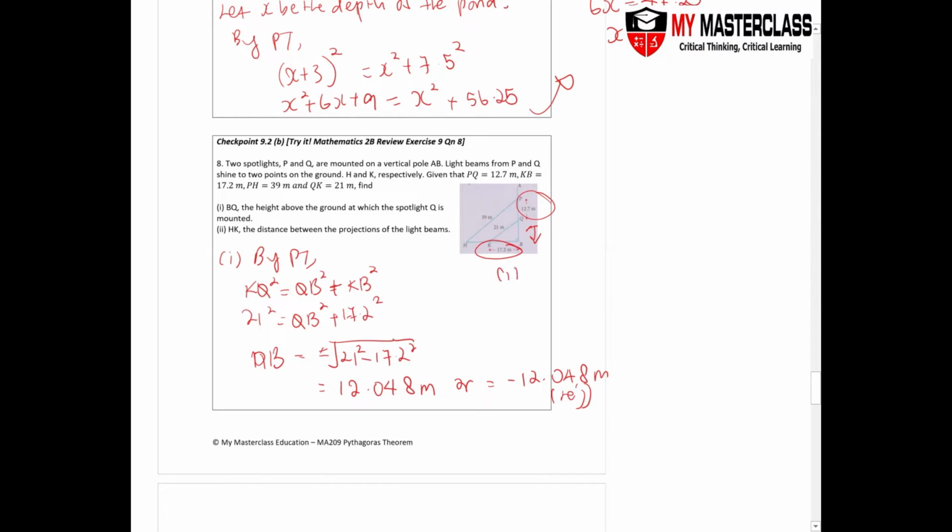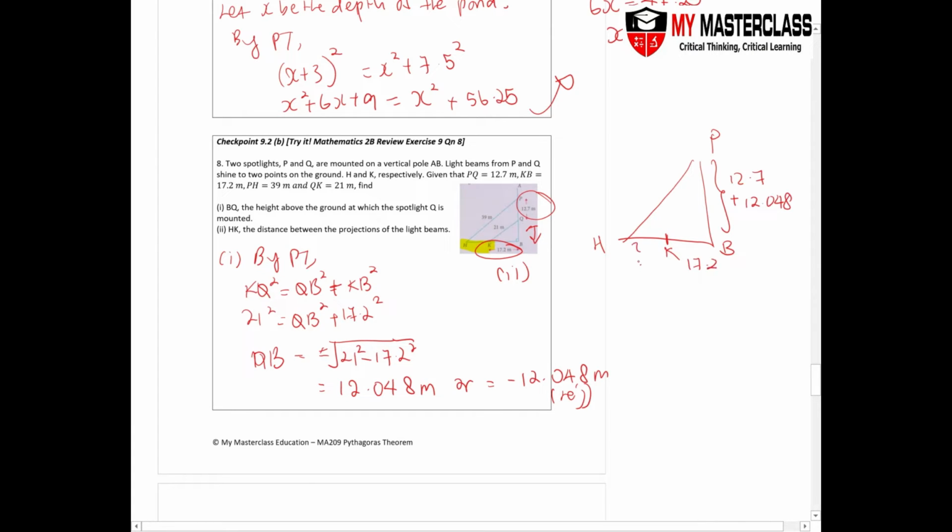So then let's take a look at part 2. What's HK? HK is the yellow one here. Now this is a bigger triangle, right? You know what's QB, you just want to find HK. So let's just open it up here. QBH, this is assuming K. This is technically 12.7 plus 12.048, this is 17.2 and this is unknown. This is 39. Can you see what's going on?